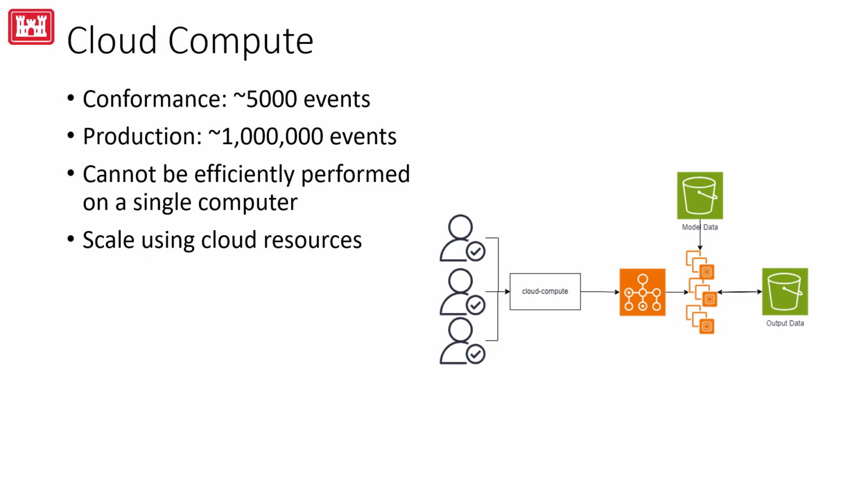Remember, within the conformance phase, 5,000 individual events are simulated, and within the production phase, approximately 1 million individual events are simulated. In order to execute this many hydrologic, reservoir, hydraulic, and consequence model simulations within a reasonable amount of time, computations cannot be performed on a single computer. If we did that, we'd be waiting forever to get actual results. Thus, these computations are performed within the cloud, where thousands of compute nodes can be utilized to perform simulations in parallel.